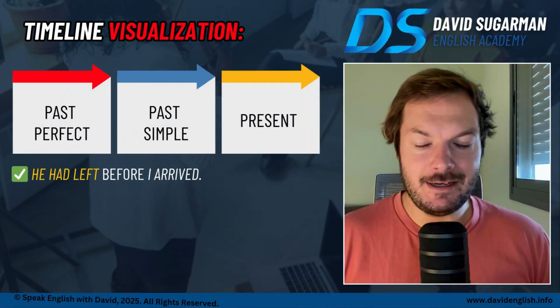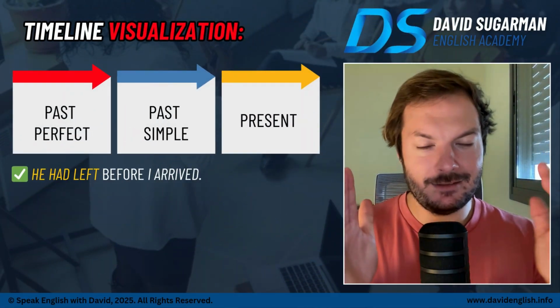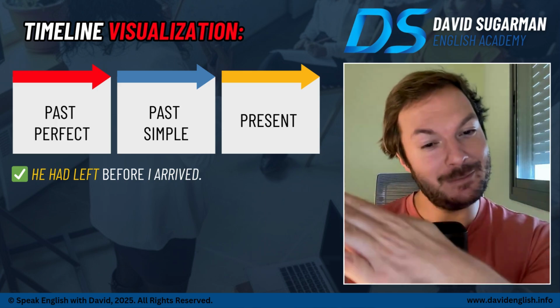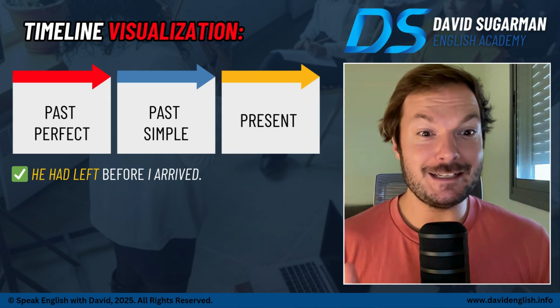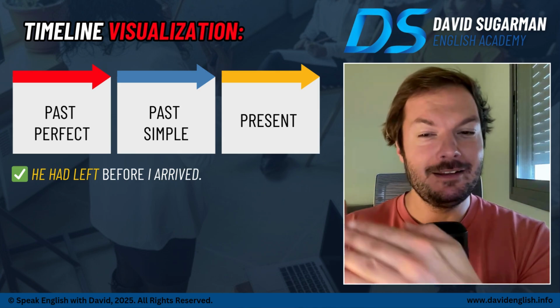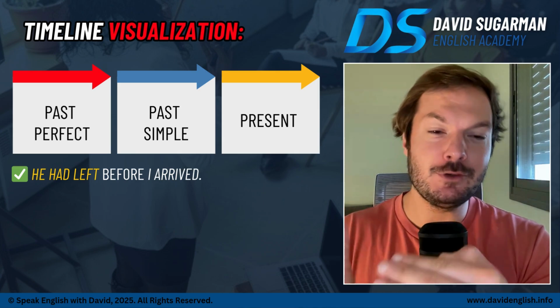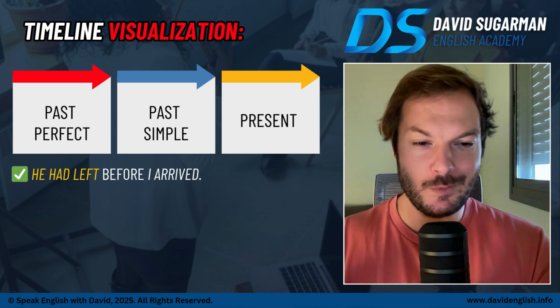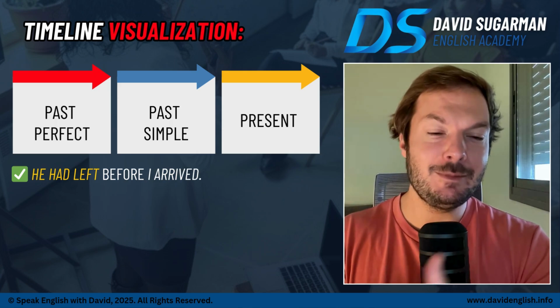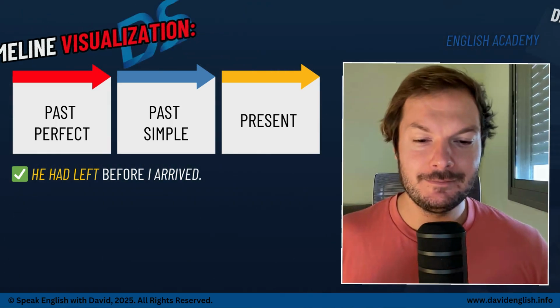Let's just visualize it. So we have the present, and then you're going backwards, and then you have the past simple, and then you're going backwards, and then you have the past perfect. You can't go backwards anymore, meaning the past perfect is the furthest you can go in the past. There are no more dead ends. That's the dead end. He had left before I arrived.